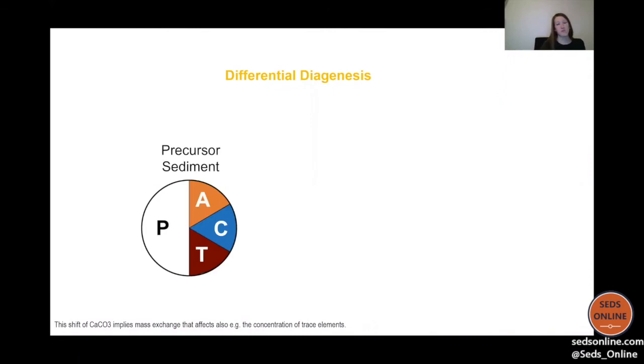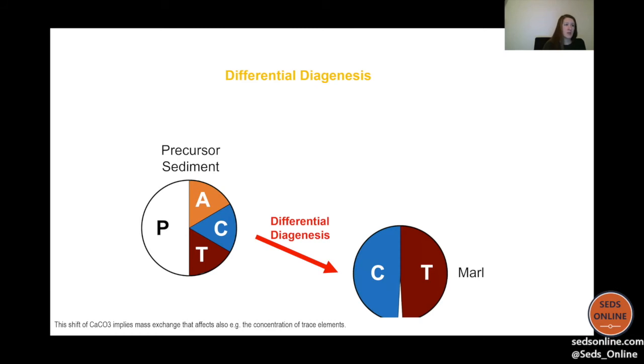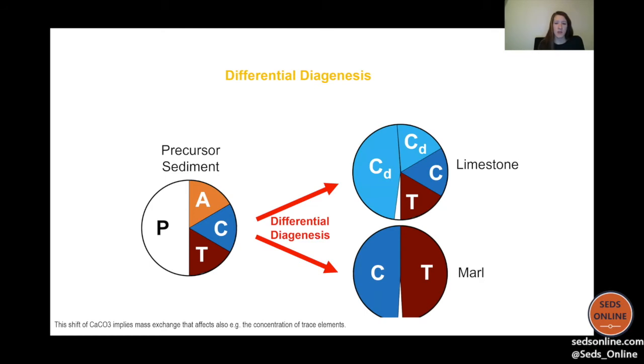Aragonite dissolution and reprecipitation of calcite cements implies a major mass exchange that affects also, for example, the trace elements which are normally bound to terrigenous material. And for example, aluminium and titanium are such trace elements, and they're clearly in the terrigenous material. During differential diagenesis, this aragonite from the precursor sediment is dissolved and leaves the future marl depleted of its original portion of calcite, and terrigenous material, which means trace elements like aluminium and titanium are passively enriched in the marl. And the limestone has imported a lot of calcium carbonate, and therefore it is relatively diluted here.